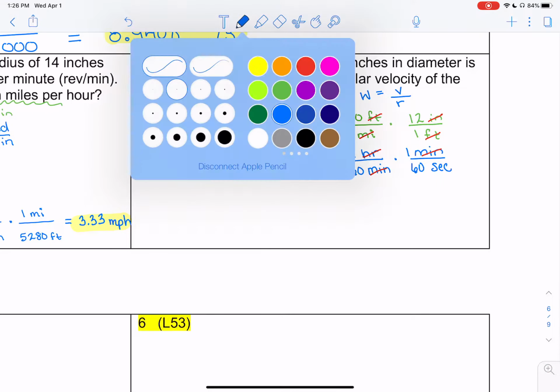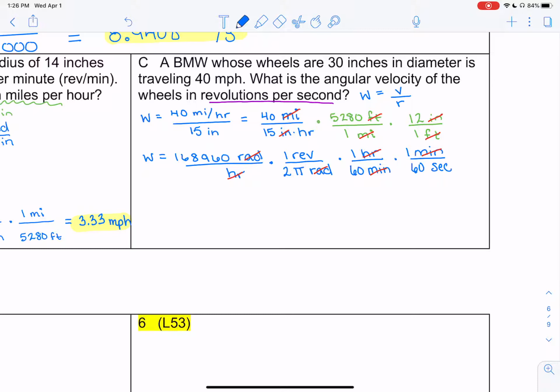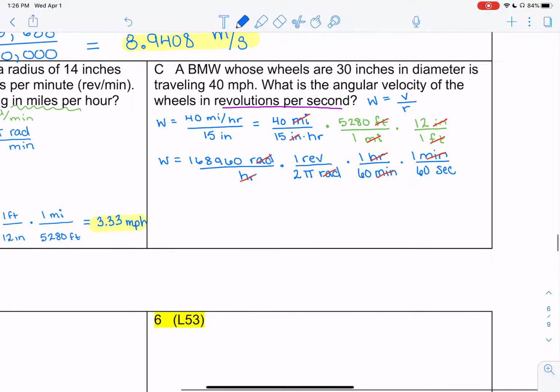So now I'm just going to grab my calculator, plug in a bunch of those numbers. And my final answer I get is 7.47 revolutions per second. All right.